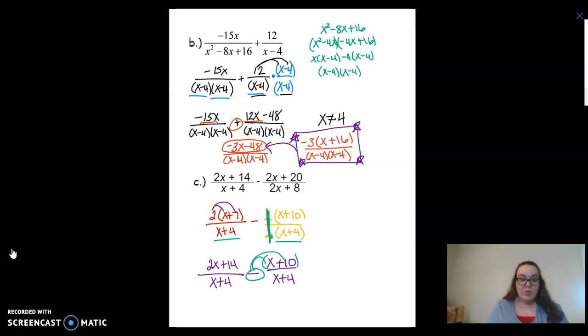Okay, so I have a 2x minus an x, so that's x. I have a 14 minus a 10, so that's a 4. And my denominator's alike. Now, right here, what can x not be? X cannot be negative 4. Now, can I simplify more? Hopefully some of you saw that and go x plus 4 over x plus 4. Hey, my answer's 1. Okay? Those are gone. The answer simplifies to 1.